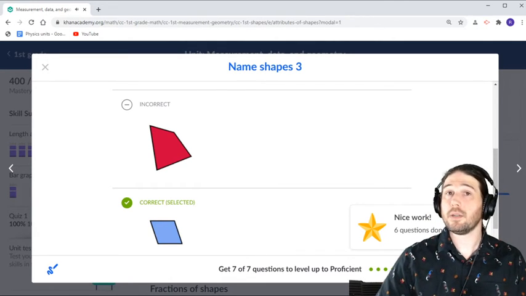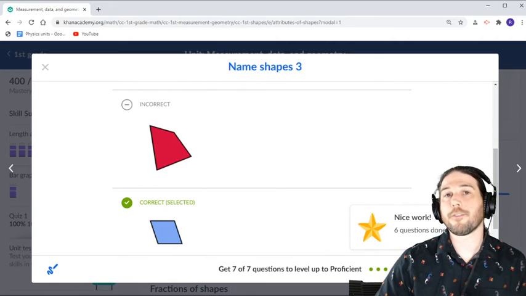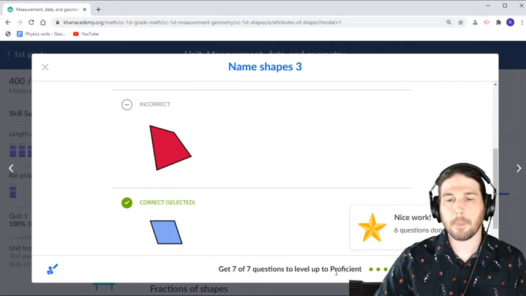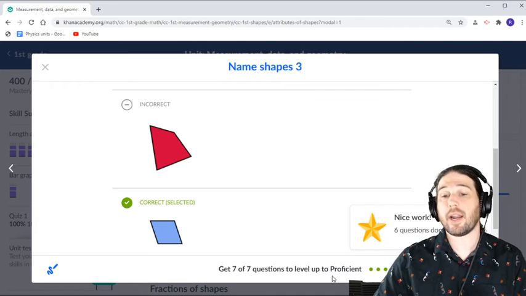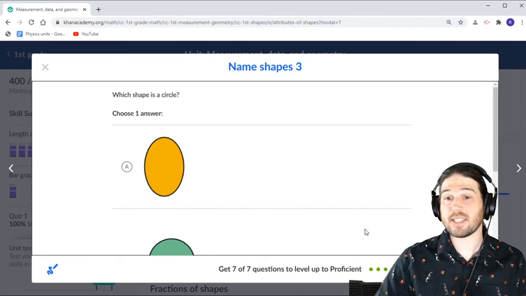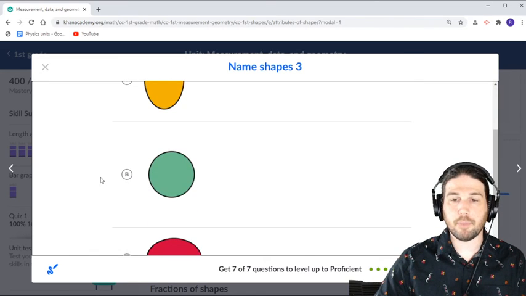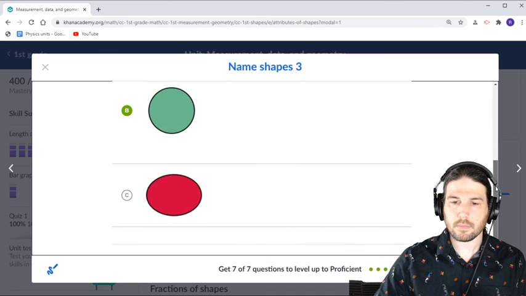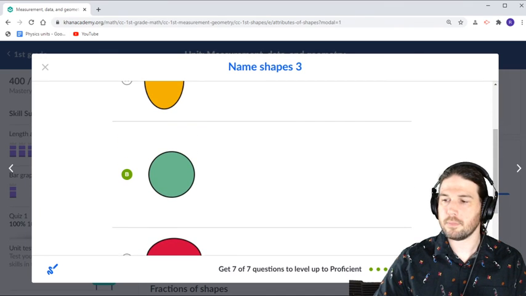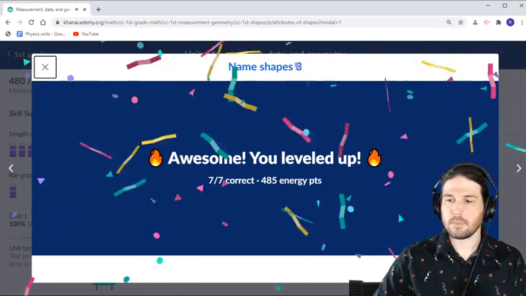That's a tough one. I would be very impressed with a first grader that could tell the difference between a rectangle, a parallelogram, a rhombus, and a square. That's pretty advanced level stuff. Which shape is a circle? Well, A looks like an oval, B looks like a circle, C looks like an oval. And that's naming shapes.